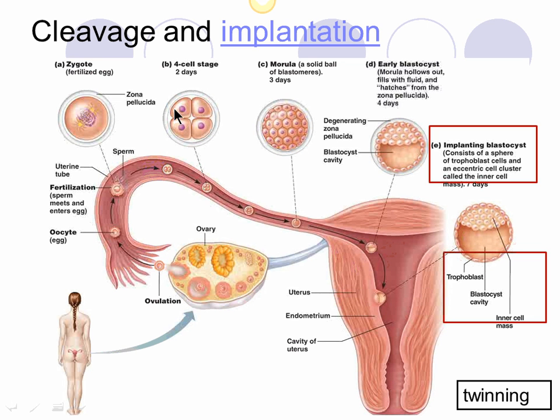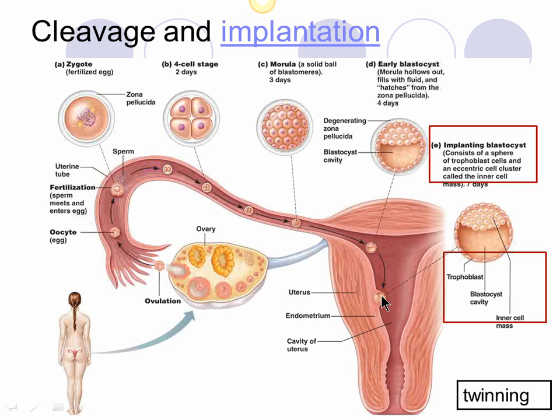And here, it shows you 4 cells, but look here, it's 2 cells. So at this point, if these 2 decide each one to form a separate embryo, you can understand that this would be identical twins, because all the genetic material would be the same.